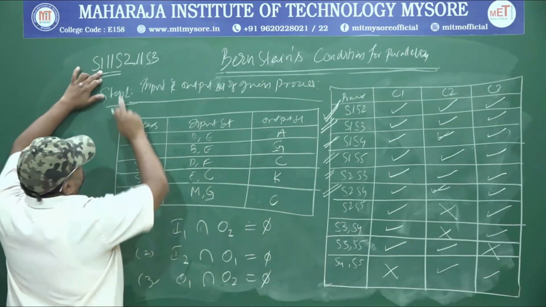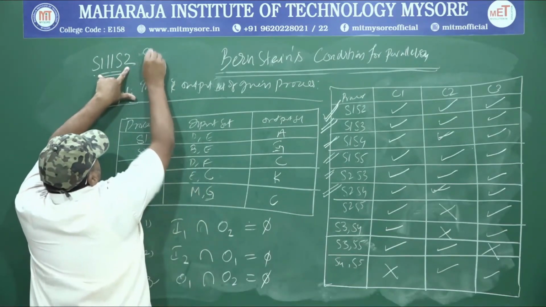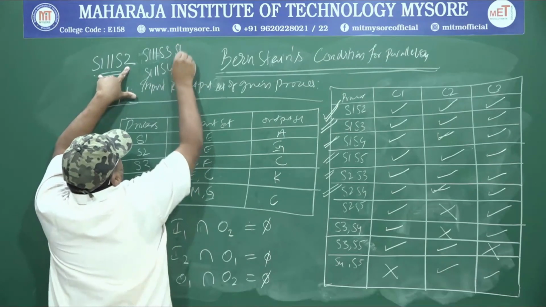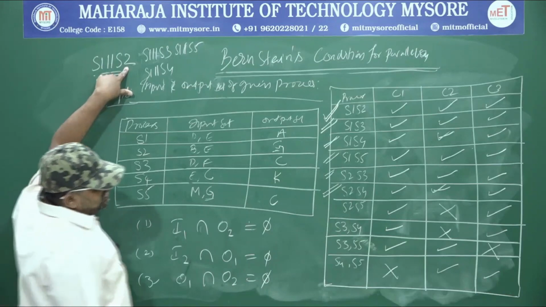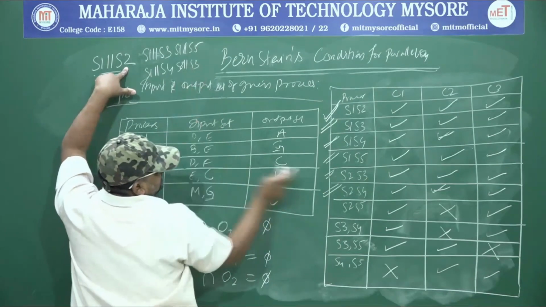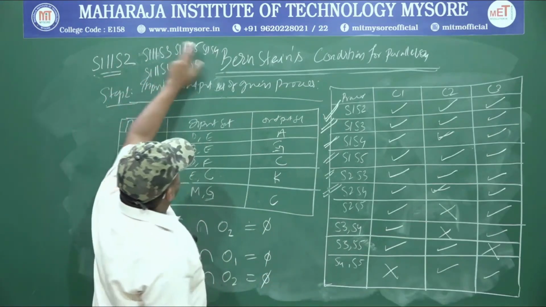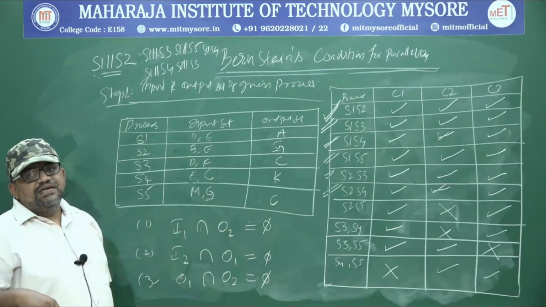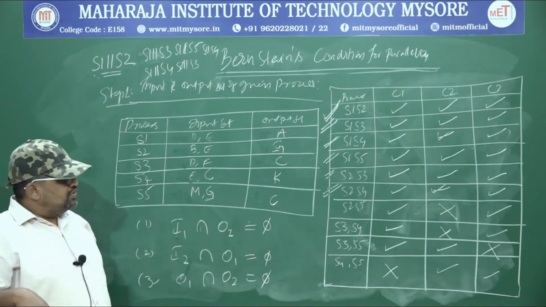Again, is 3 possible with any other? No, right? So let me write like this: S1 can be executed parallelly with S2, S1 with S3, S1 with S4, S1 with S5. Similarly S2 can be executed parallelly with S3 and S2, S4, right? Now this many instructions could be executed parallelly, but for the others there is a dependency. You have to execute and then clear the dependency and then move on, right?